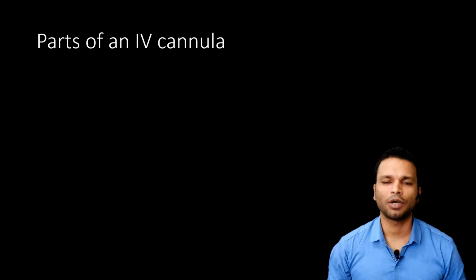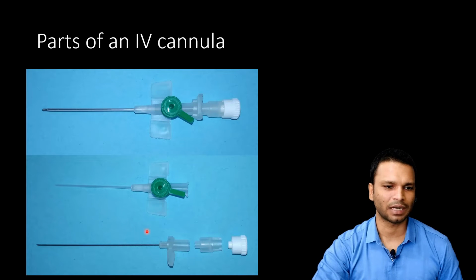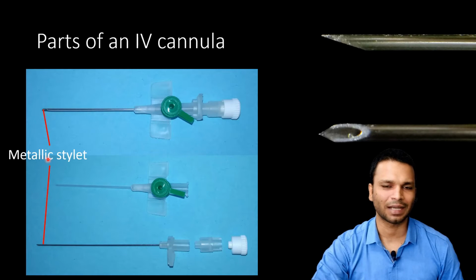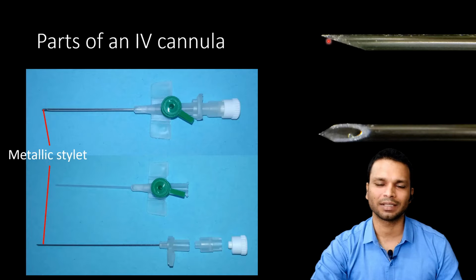Let us talk about the parts of the cannula. So this is a cannula, what you can see, that comes in a packet. It has different parts that we'll be talking about. So first of all, we have the stylet, the metallic stylet. Now this metallic stylet is a hollow tube and it has a bevel. You can see the cut portion. This metallic stylet has a hollow bevel.